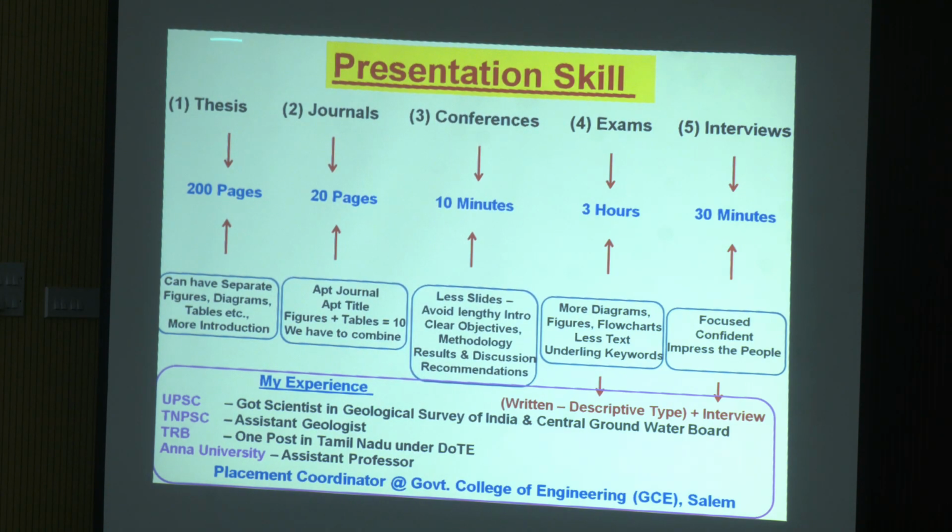Say in the case of a thesis, you can write 200 pages or 250 pages. There will not be any restriction, isn't it? So you can have n number of figures, n number of tables. But when you come to a journal, what will happen? Restrictions are there. Maximum you can go up to 20 pages or 22 pages. And in some journals like Elsevier, you can put only 10 figures and tables put together. They will not allow you to include more figures. This is another problem.